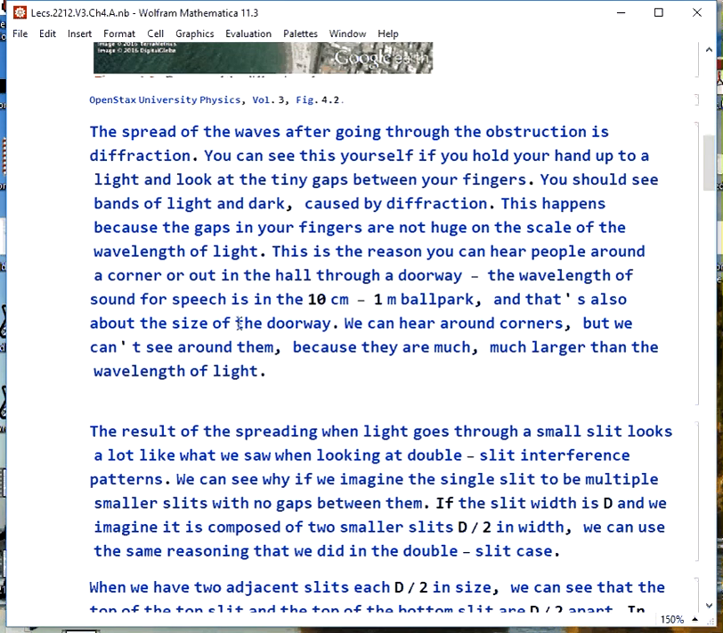You can see this for yourself if you hold your hand up to a light and look at the tiny gaps between your fingers. You'll see bands of light and dark caused by diffraction, and this happens because the gaps in your fingers are not huge on the scale of the wavelength of light. This is also why you can hear people around a corner or out in the hall through a doorway, because the wavelength of sound for speech is in the tens of centimeters to about a meter ballpark, and that's also the approximate size of the doorway. We can hear around corners, but we can't see around them because 1 meter is much, much larger than the wavelength of light.